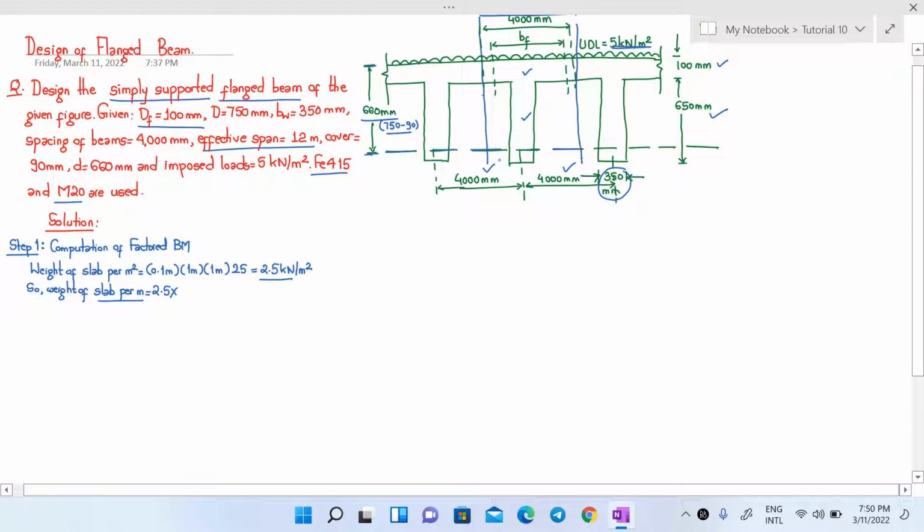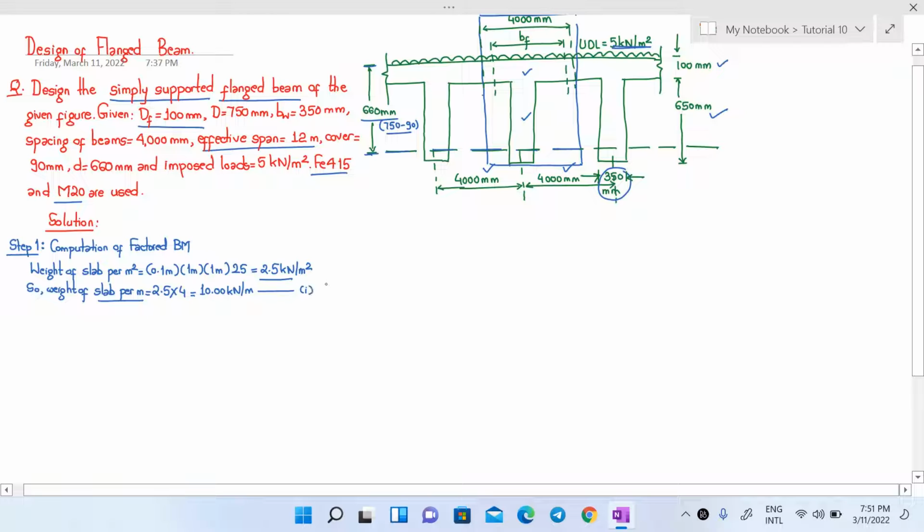We are only considering this T-beam portion here. So the width of this T-beam will be 4 meter. When you multiply this, you will get the weight of slab as 10 kilonewton per meter. This is one of our dead loads.